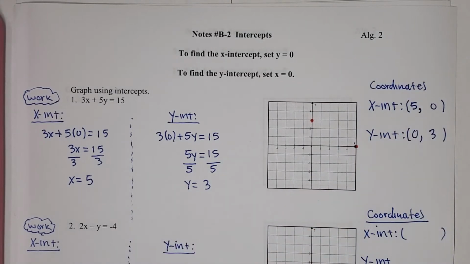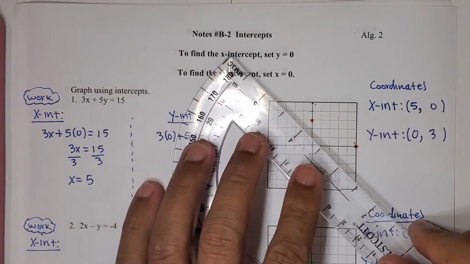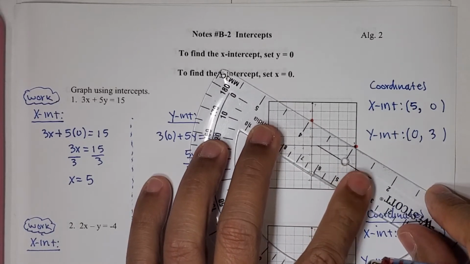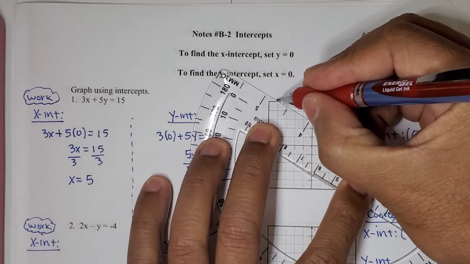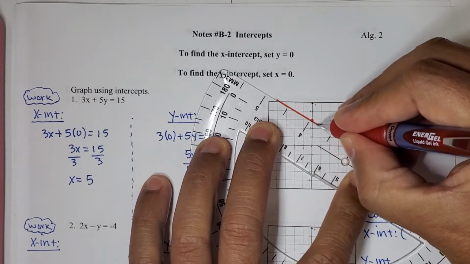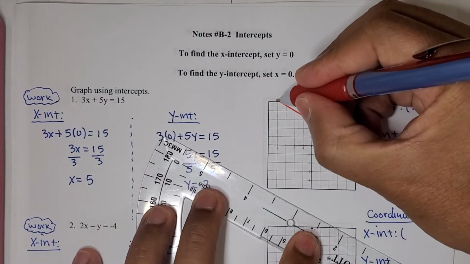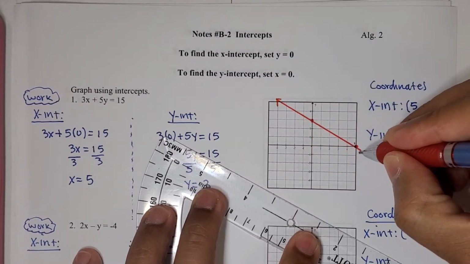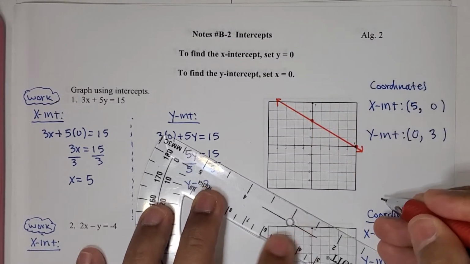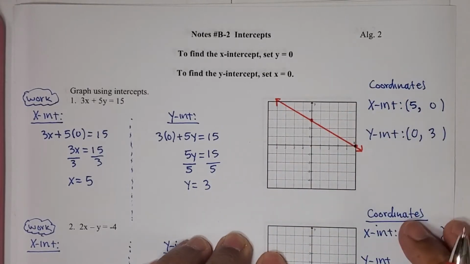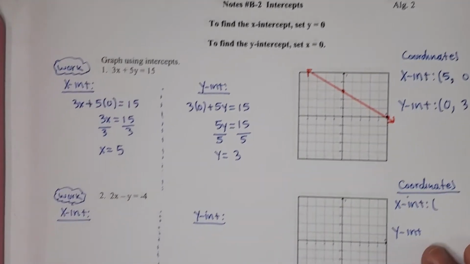Once we have the two intercepts plotted on a graph, don't forget to use a straight edge. Please don't do this without a straight edge. You can use whatever you have as long as it's a straight edge, because that makes the graphs look clean and we don't get confused. See how this is very clear? You connect them and it makes it easier to read the graph. All right, let's go on to the next example.